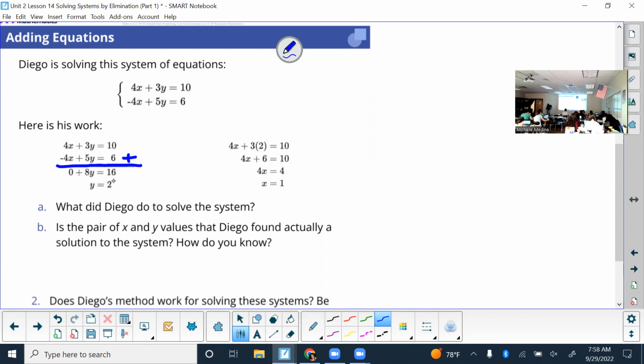Well, let's talk about that, can we? So he got that y equals 2, and then he substituted the 2 back into one of the equations for the y, and solved, and got x equals 1. So what did Diego do to solve the system? He added the equations together.